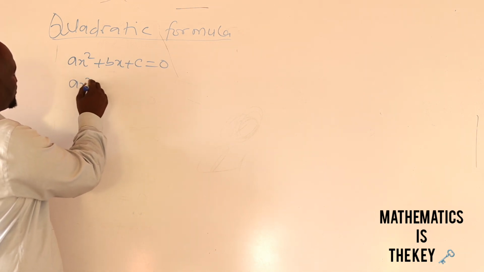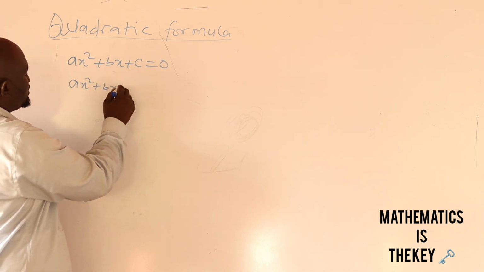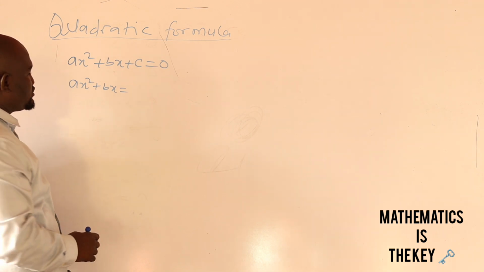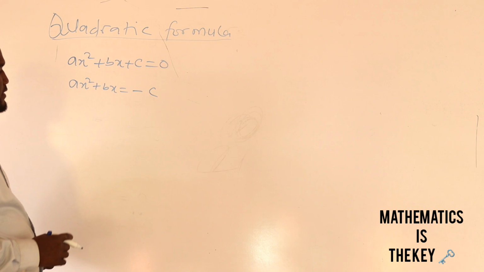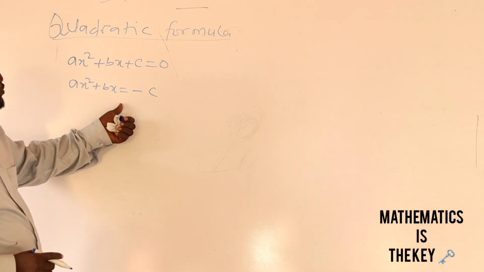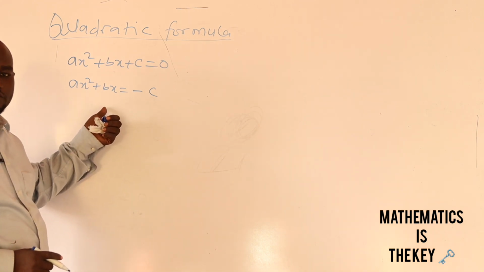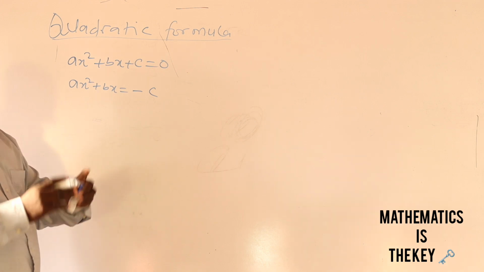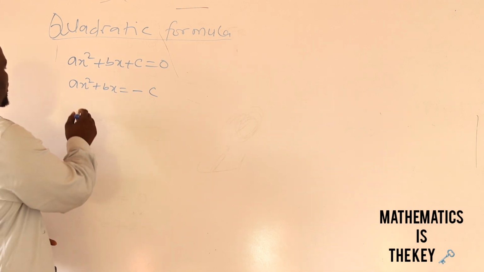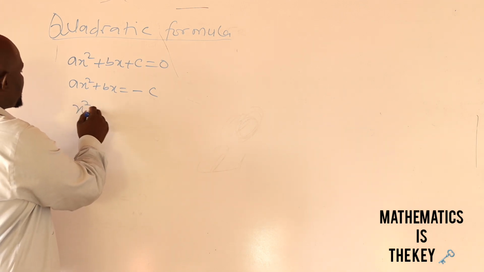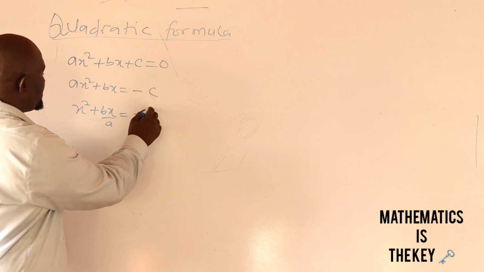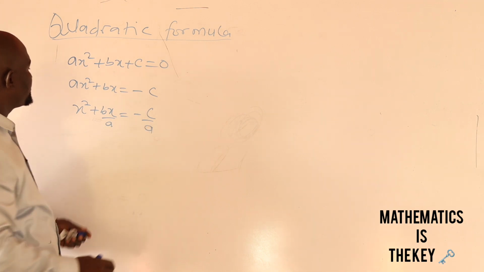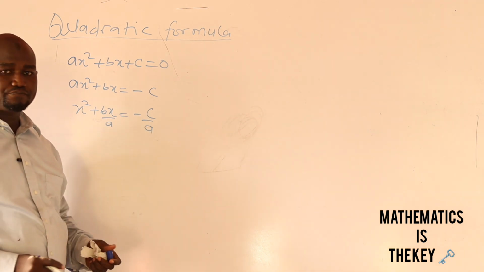we take the constant term of the equation to the right hand side of the equation, and this is going to be minus c. We then divide through by the coefficient of x squared in order to make it a unit value. So in doing so, we will have x squared plus bx all over a is equal to minus c all over a.